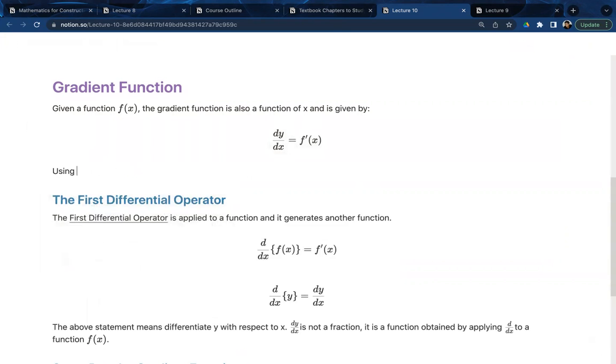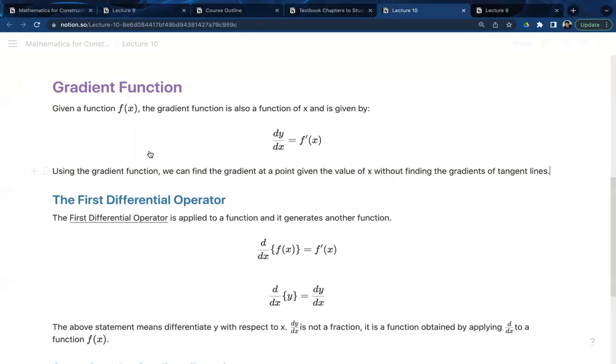So using the gradient function, we can find the gradient at a point given the value of x without finding any gradients or tangent lines.